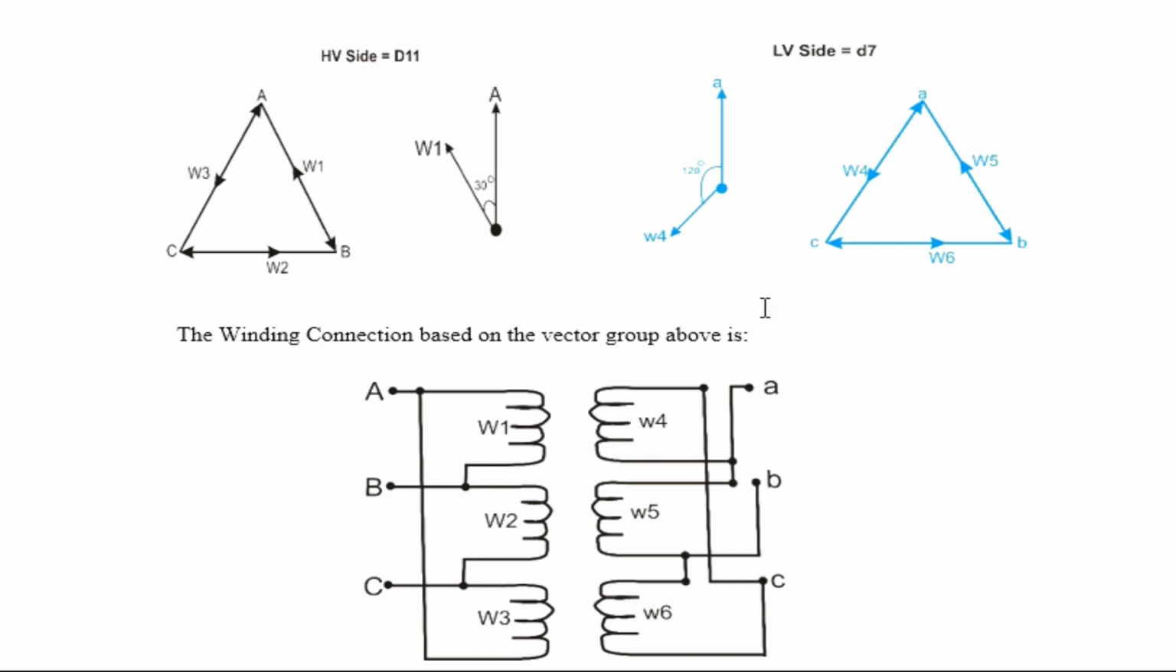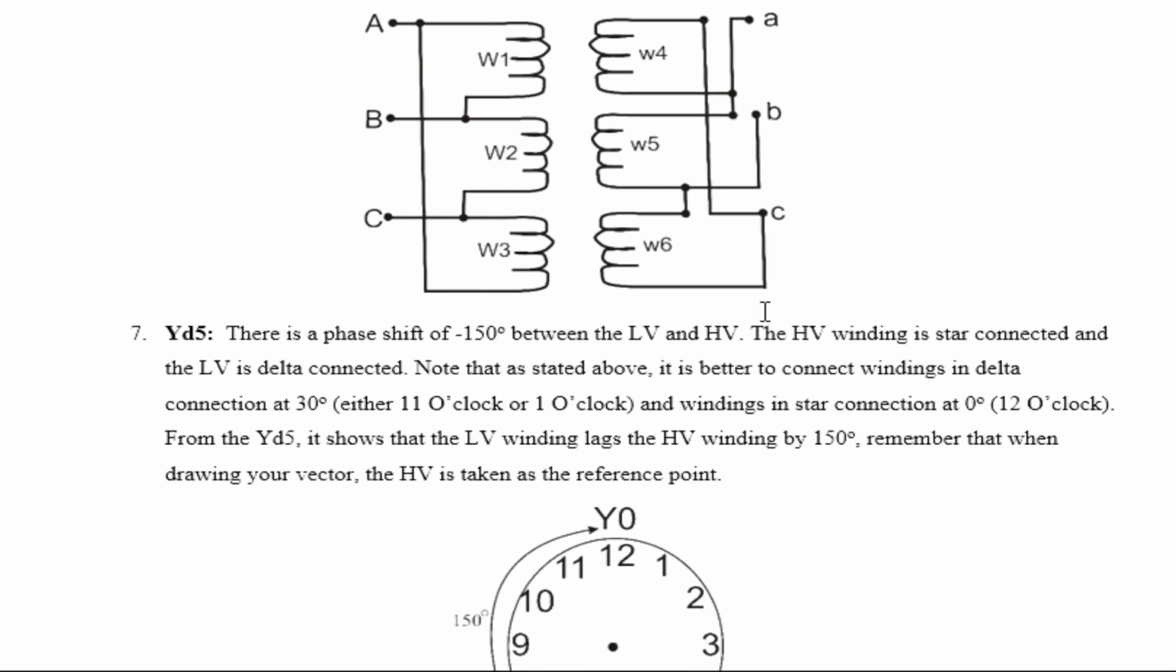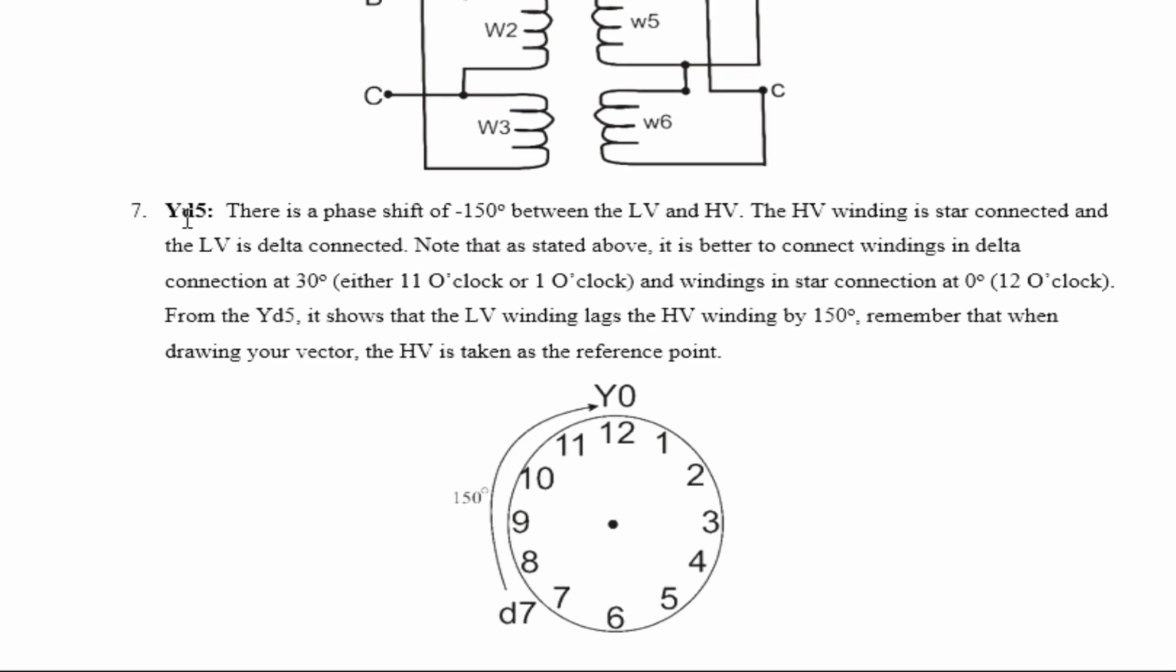So it's quite explanatory. The next one is YD5. YD5 means that the high voltage side is star connected, the low voltage side is delta connected, and they are on 5 o'clock, which is 150 degrees apart. I said the reference point should always be the high voltage side.